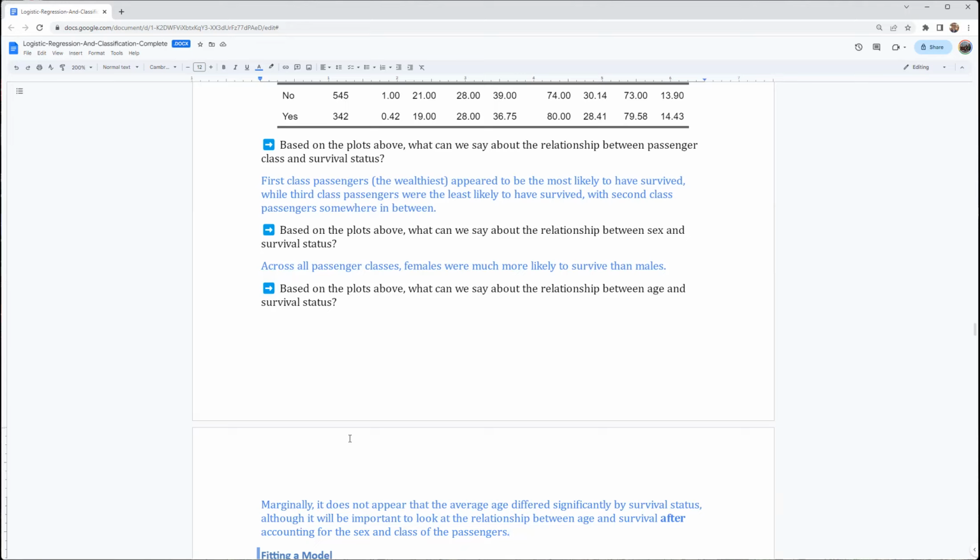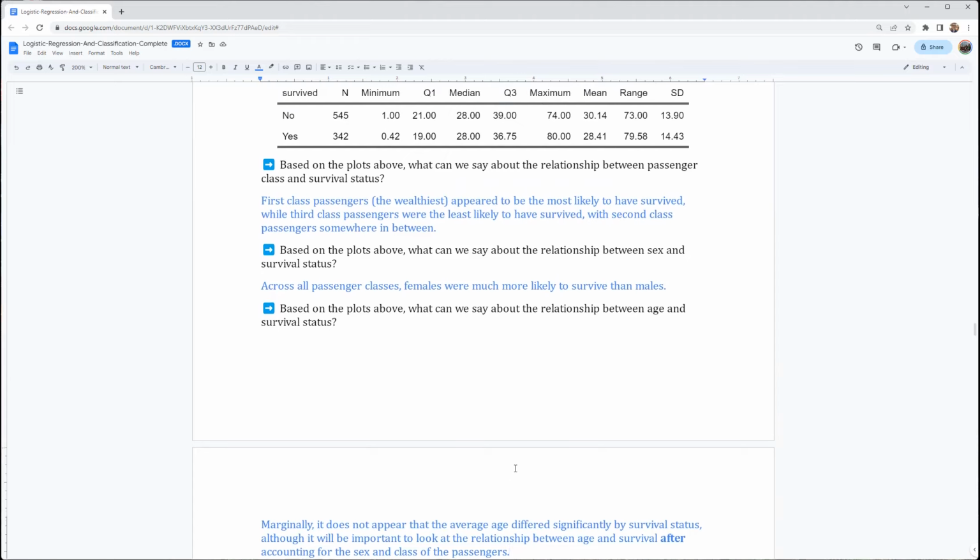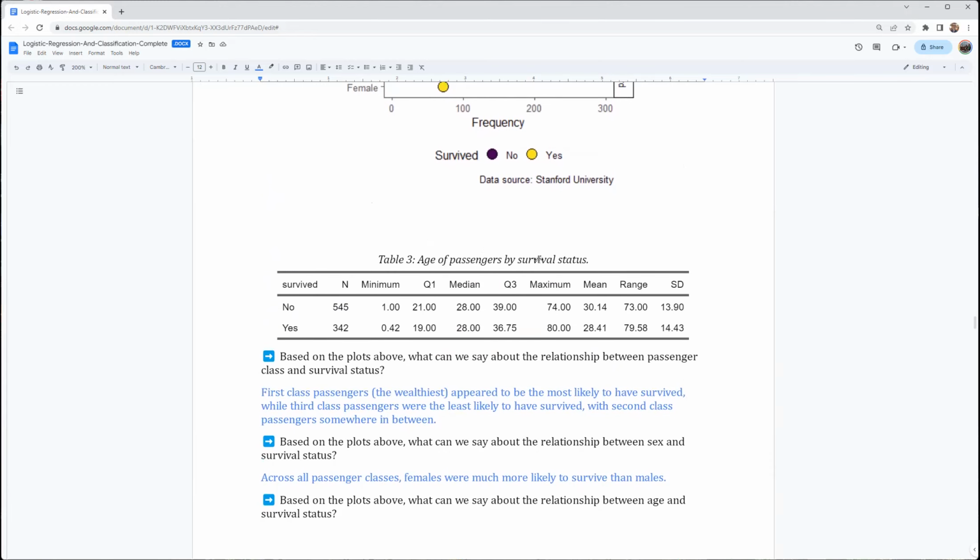Or conversely, maybe within the third class passengers, females who were younger were more likely to survive than older female third class passengers. Okay, that could be the case. Could be that we need the first condition within a group to see the relationship showing up. And so that's where this table can potentially be hiding that, because we don't have information about the passenger class or sex of the passenger here.